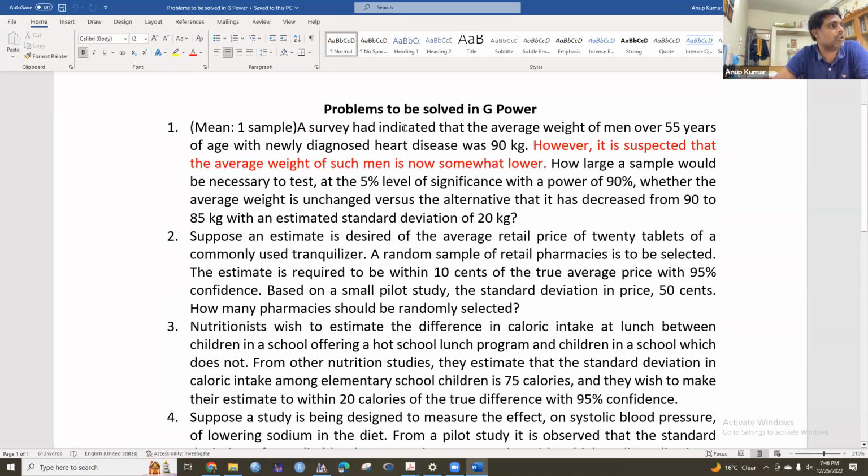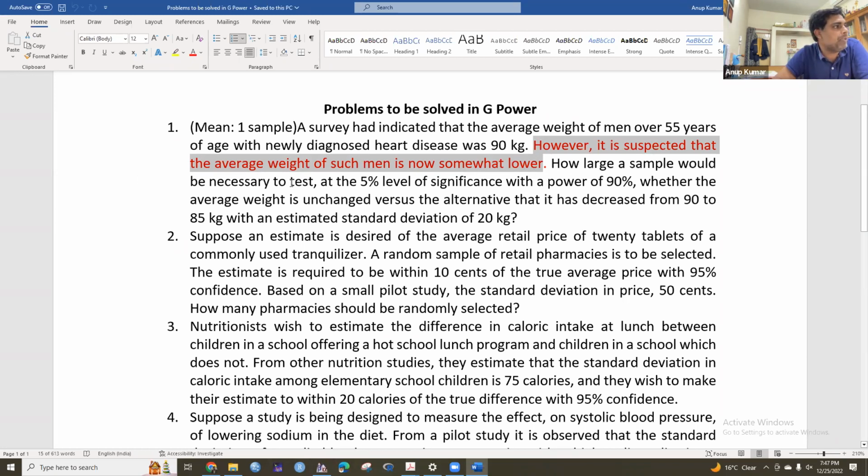So a survey has indicated that the average weight of men over 55 years of age with newly diagnosed heart disease was 90 kg. However, it is suspected that the average weight of such men is now somewhat lower. Now, this is the research question. है ना? ये research question है और यही problem है. उसको लगा कि नहीं अब तो now it is decreased.